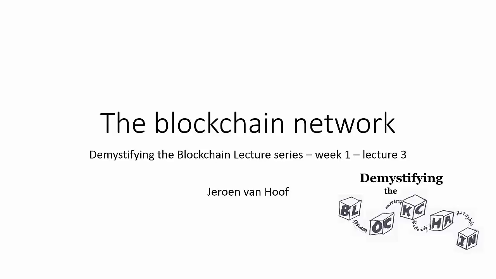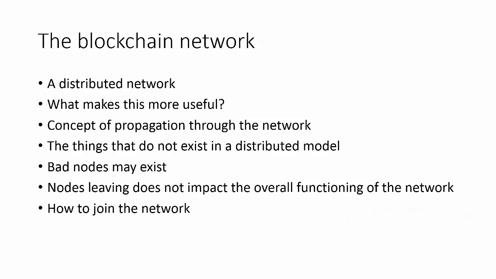The goal of this series of lectures is to explain in growing detail and depth the technologies behind blockchain. In this third video of the first set or week, we will examine the blockchain network. As we have seen in the first video, the blockchain network is a distributed network. We will look at some properties that make this a useful network type. Propagation through this network will play a role in how it behaves, so we spend some time on this.